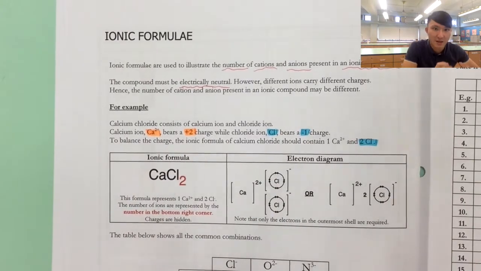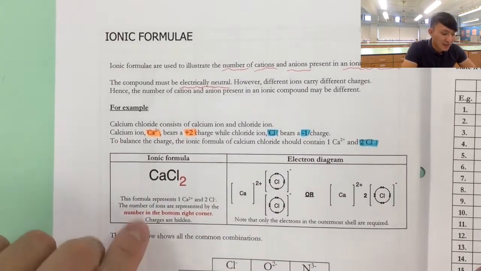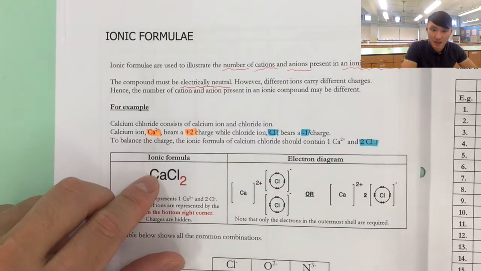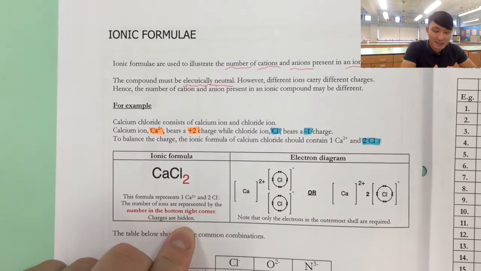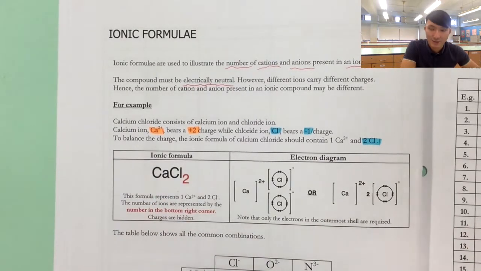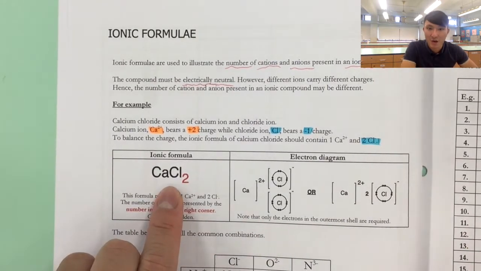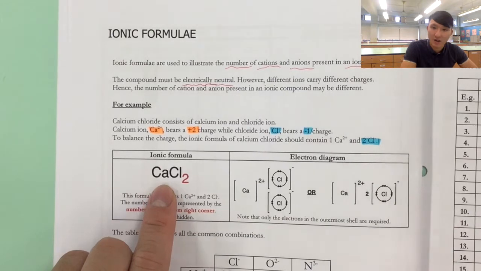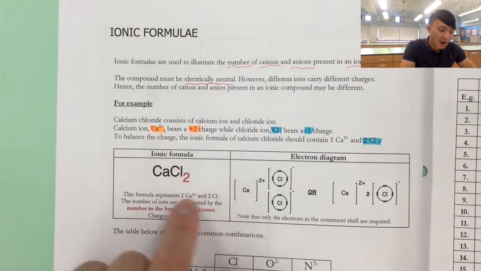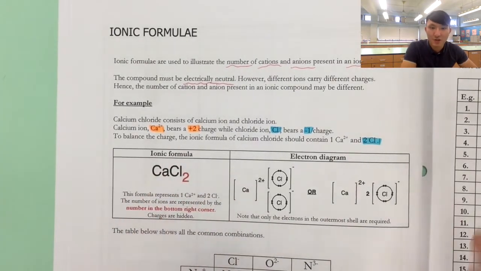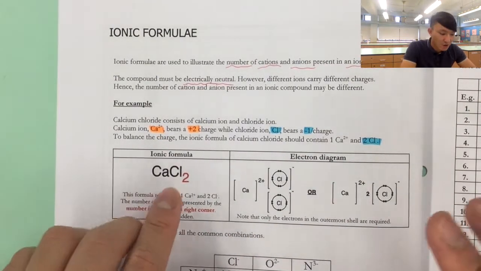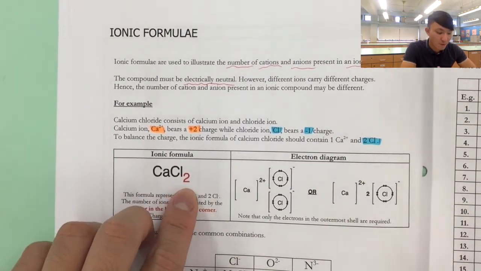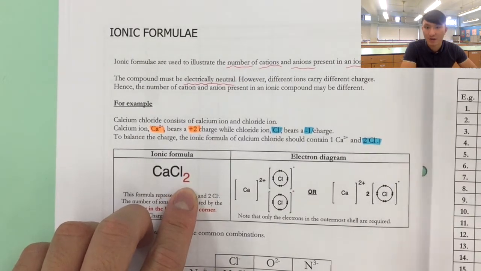No need. Also, you notice that there are no charges in the formula because the charges are hidden in the ionic formula. In fact, we should be able to tell the charges of the ions simply by looking at the ionic formula. So bear in mind, for ionic formula, no charges. Also, the number of each ion is shown by the number on the bottom right corner.